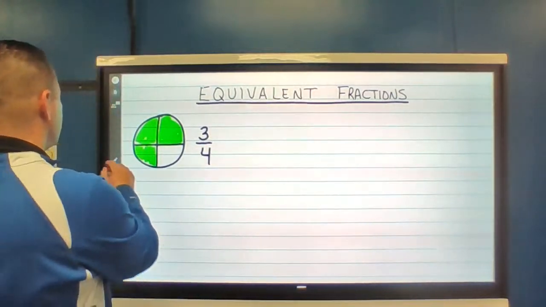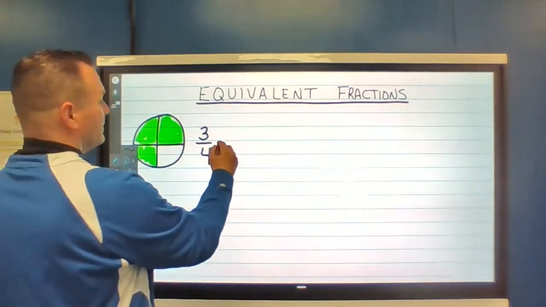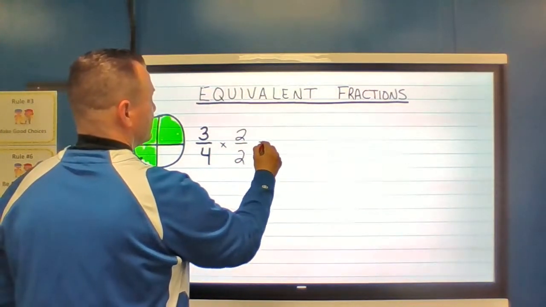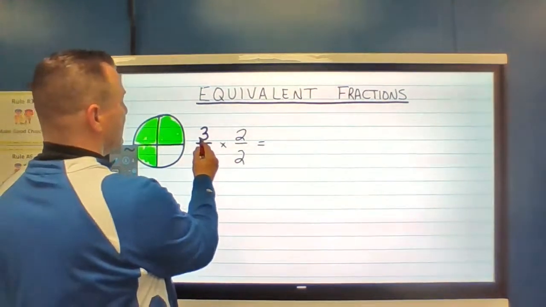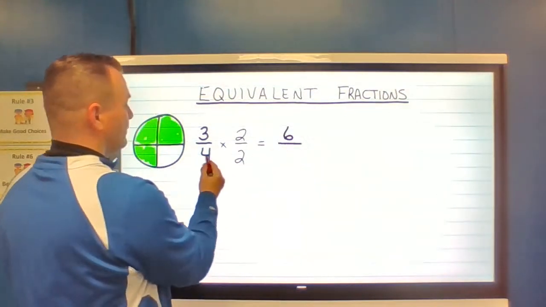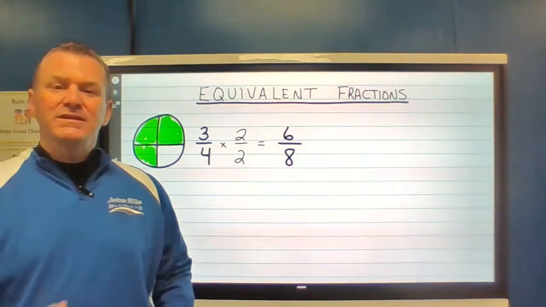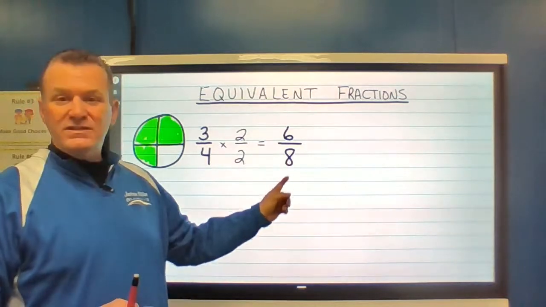In this case, let's say I'm going to do times 2/2. What I'm going to end up getting is 3 times 2 is 6. 4 times 2 is 8. So what I'm basically saying is 3/4 is equivalent to 6/8.